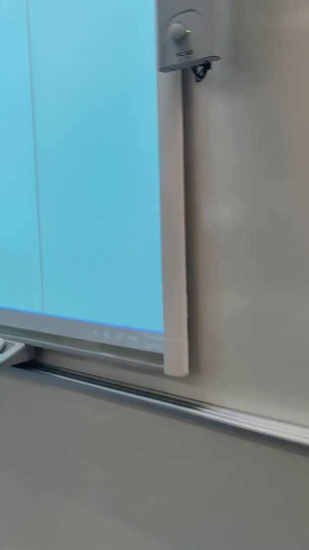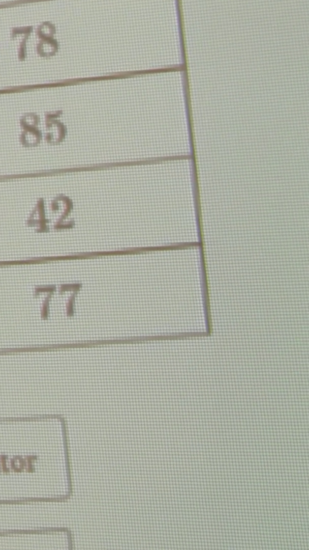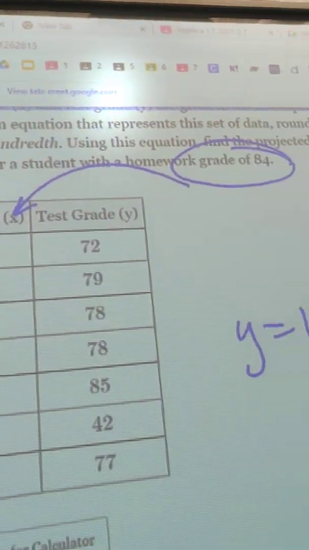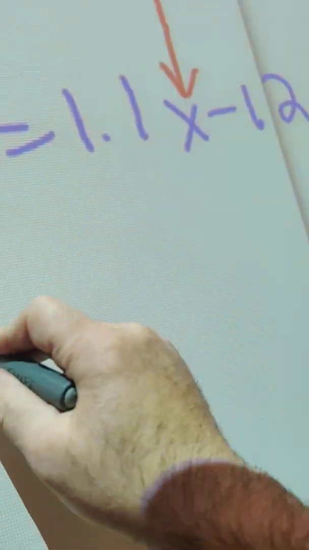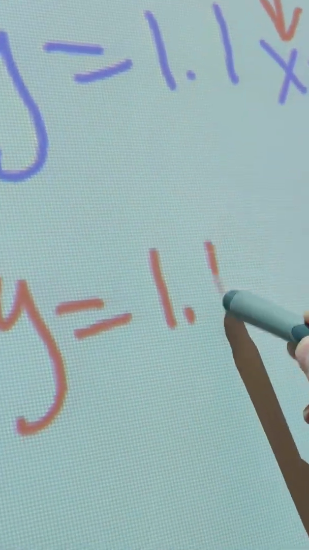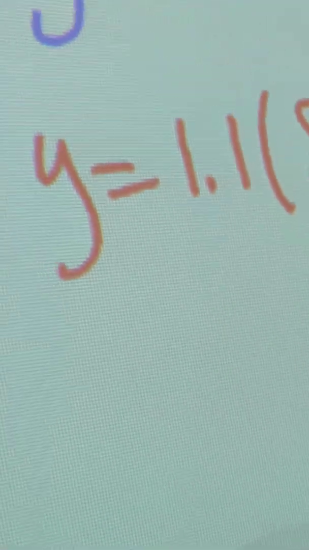So you're taking this equation. You have y equals 1.1x minus 12.77. So this homework grade of 84, that is an x. So that is going in right here. You basically plug that in. Y equals 1.1 times 84 minus 12.77. And you can put this in your calculator exactly as is.